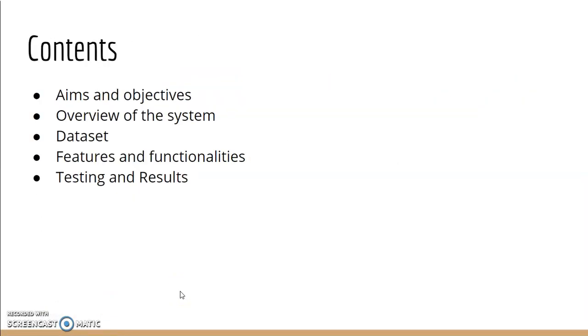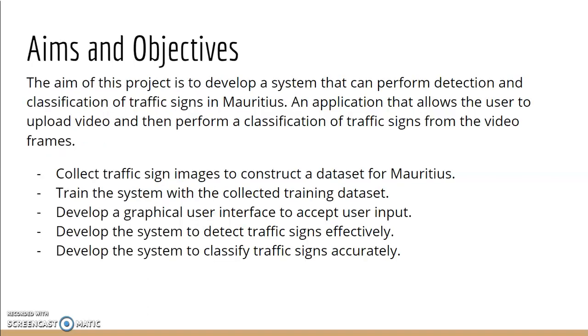Here are the contents of the video. So the aim of this project was to develop a system that can perform detection and classification of traffic signs in Mauritius, which can be a way to reduce road accidents here in our country. I developed an application that allows the user to upload a video and perform a classification of traffic signs from the video frames.